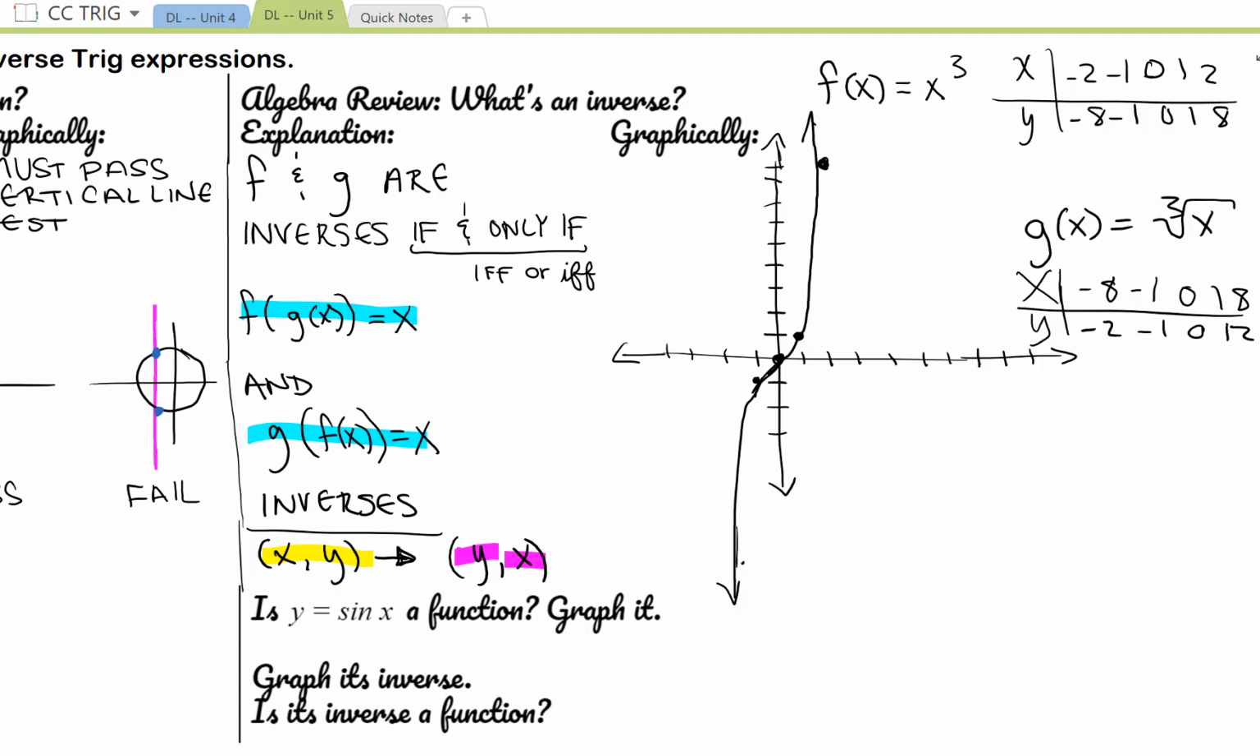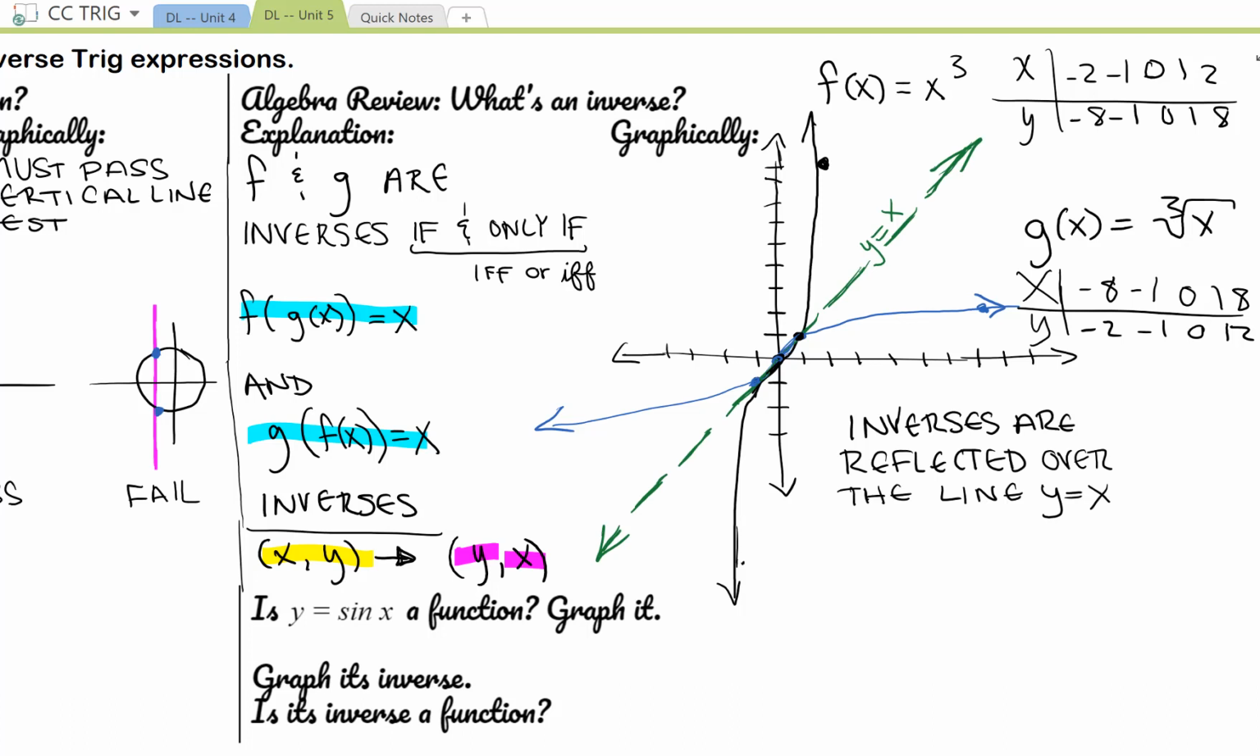Now I'm going to graph the inverse. Inverses also graphically, visually, have reflective or symmetric properties. They are actually reflected over the line y equals x. So this positive diagonal line is what our inverse functions are symmetric or reflected over.